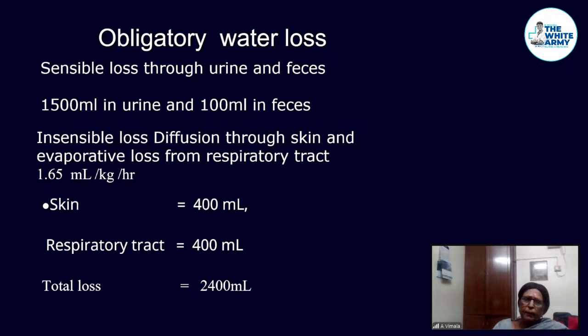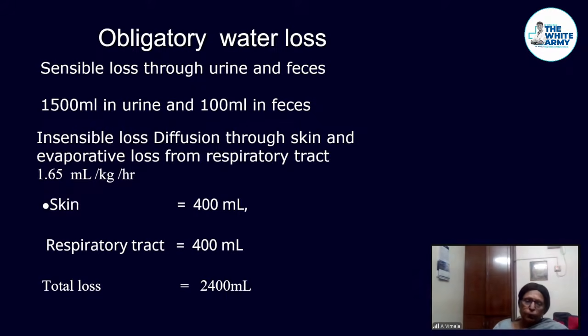So what happens? We have to get rid of this 2400 ml to maintain a water balance. What do you mean by sensible loss? Sensible loss is what can be measured. What is perceived by us and that can be measured. That is the loss through the urine and feces. Usually 1500 ml in urine and 100 ml in feces. Insensible loss means what we cannot measure. It is not perceived by us. It is diffusion through the skin and evaporative loss from the respiratory tract. So through the skin, normally around 400 ml. Through the respiratory tract, around 400 ml. So the total loss is around 2400 ml.